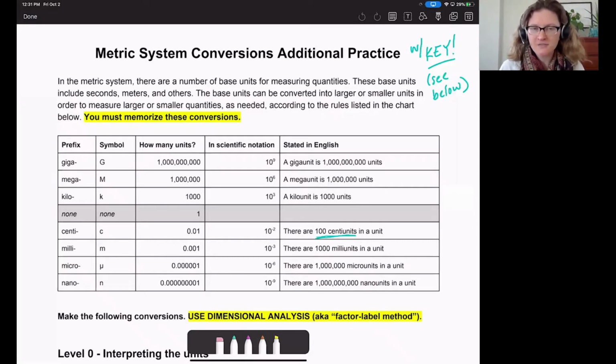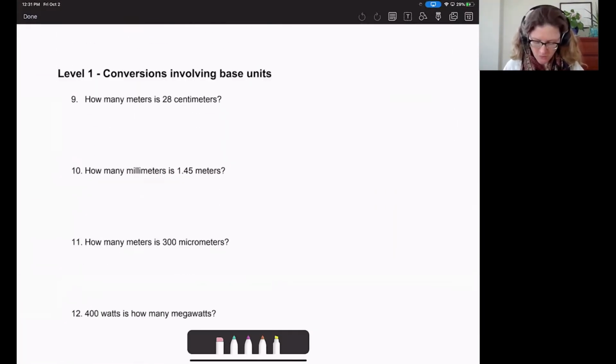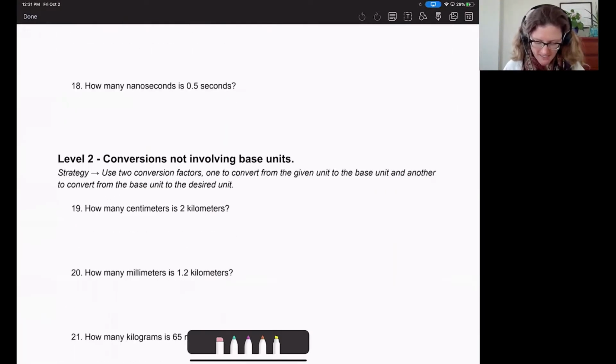Hey everybody, in this video I am going to be modeling how to use dimensional analysis to convert between metric system units when none of the units involved are the base unit. This corresponds to the level 2 questions on the practice problem set.